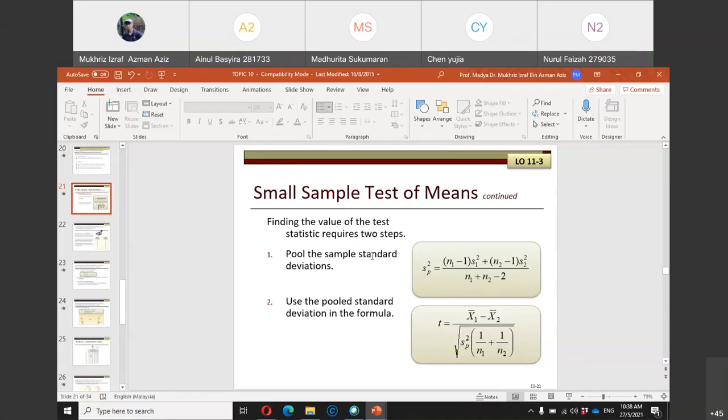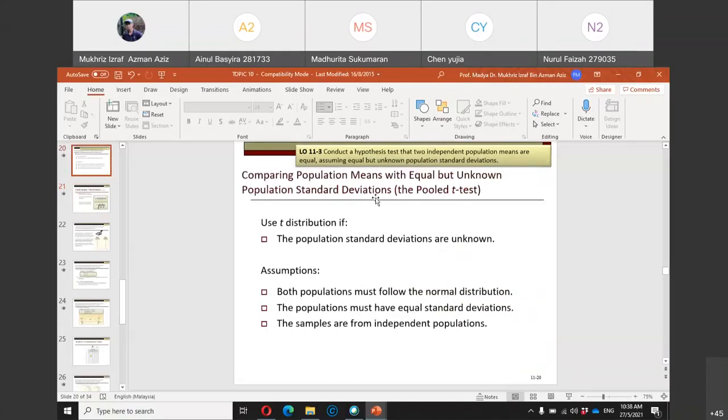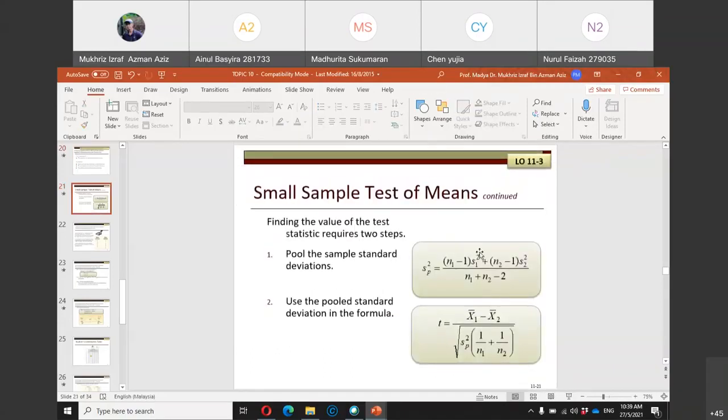You apply the Z test that we just discussed when the sigma is derived from the population. So the formula we mentioned just now is what we call the pooled T test. What does it mean by pooled? Meaning you need to combine the value of the standard error, pool the sample standard deviation. So this formula is what we call the pooled T test.